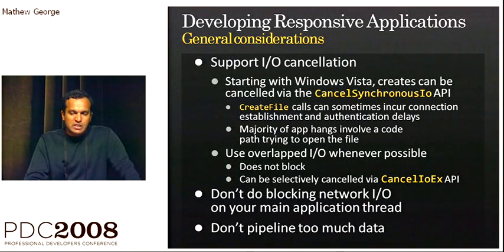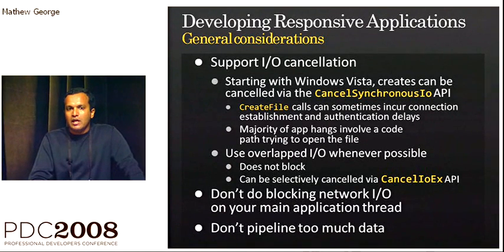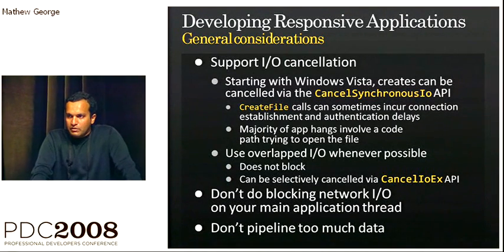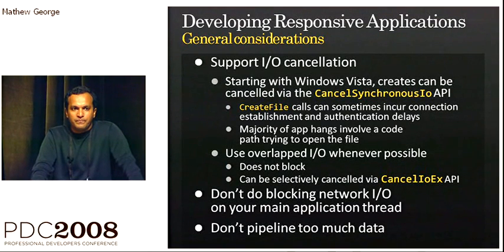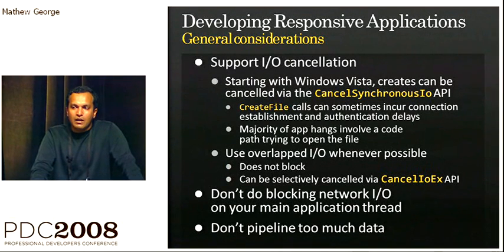Now, starting with Windows Vista, we put a lot of work into the platform to make a lot of these calls cancelable. So we have the cancel synchronous I/O API call, it's a Win32 API. You can pass to it a thread handle. And if the thread is actually blocked in a synchronous API, like even create file, it will come out immediately. The create will get canceled, and the thread will be released.